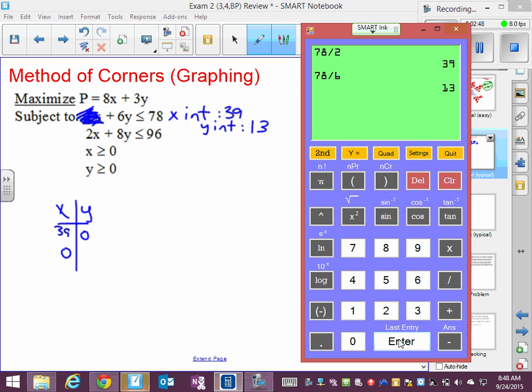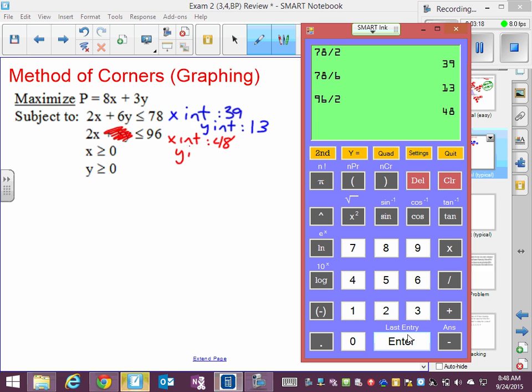And so I've got 2 points, and I can use those 2 points to graph my line. And I don't want to make this table. I want to do it in my head. And so I'll just keep it like it's written, with the x-intercept is 39 and the y-intercept is 13. But now I do the other one. If I want to find the x-intercept on my second inequality, the x-intercept is going to be 2 times what is 96? It's 48. The x-intercept is 48.